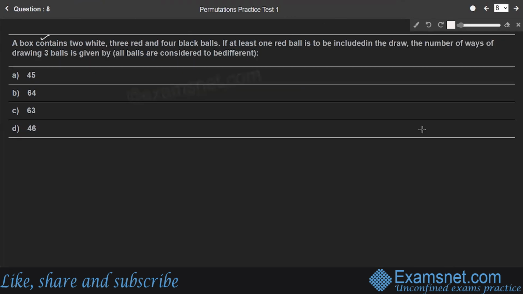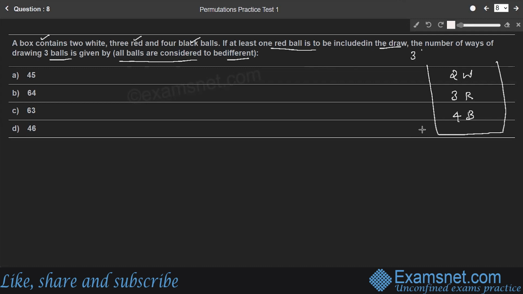Question number 8. A box contains 2 white, 3 red and 4 black balls. If at least one red ball is to be included in the draw, the number of ways of drawing 3 balls is given by. All balls are considered to be different. So here students, the box contains 2 white balls, 3 red balls and 4 black balls. Right? So we have to draw 3 balls from the box such that at least one ball should be a red ball. Right? So here the red balls are 3.